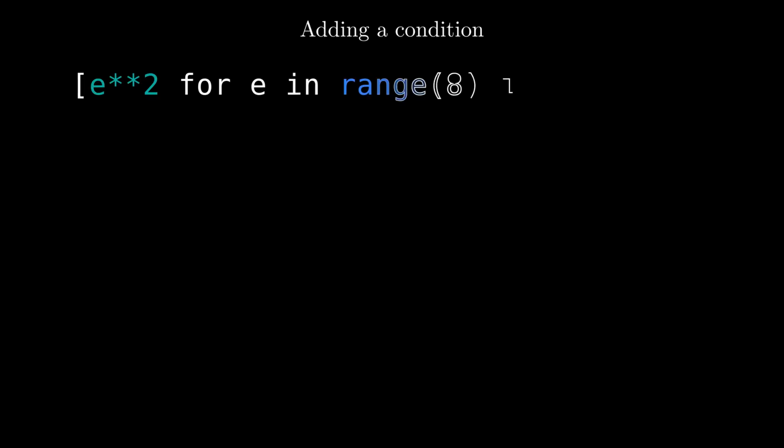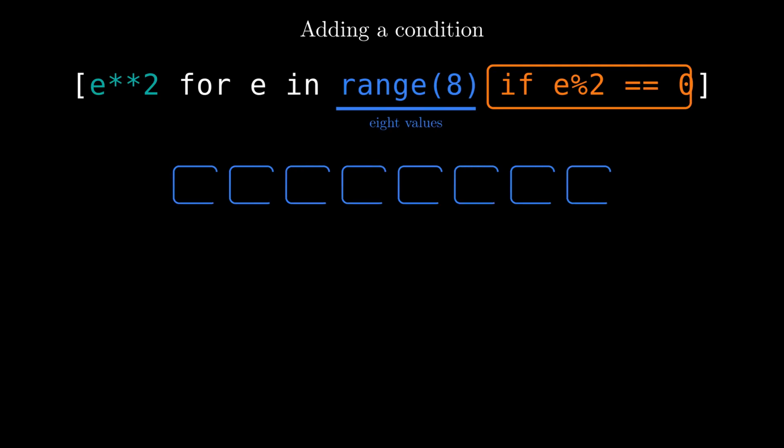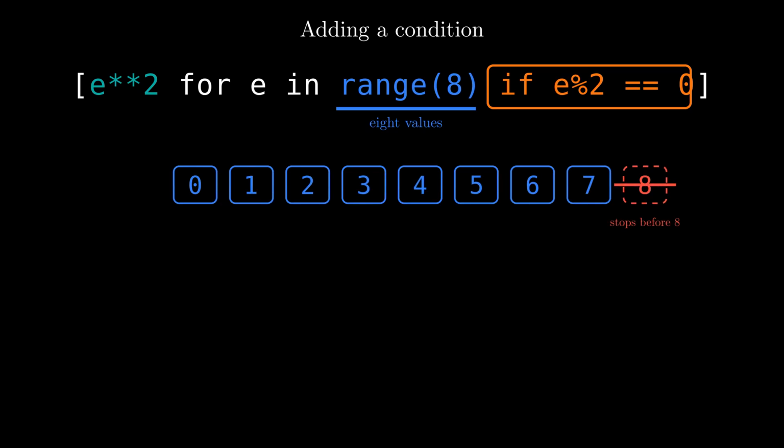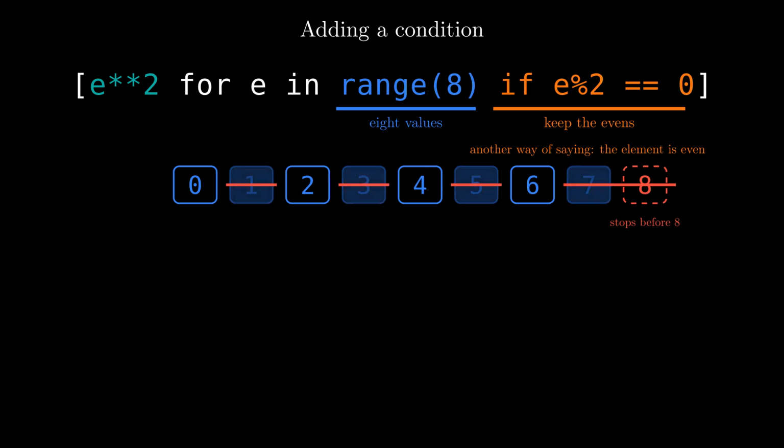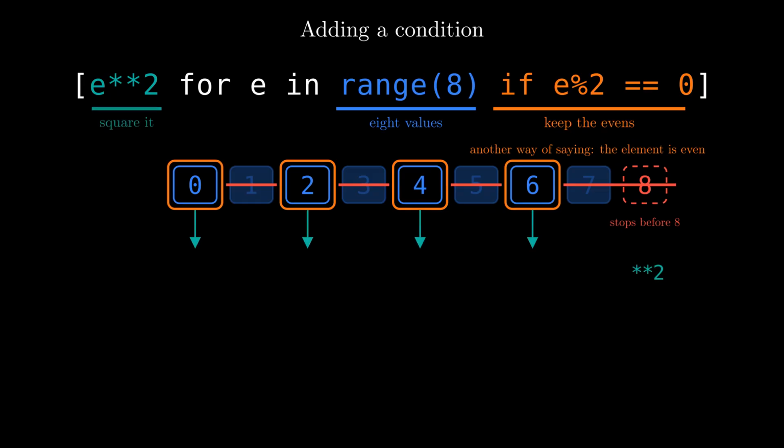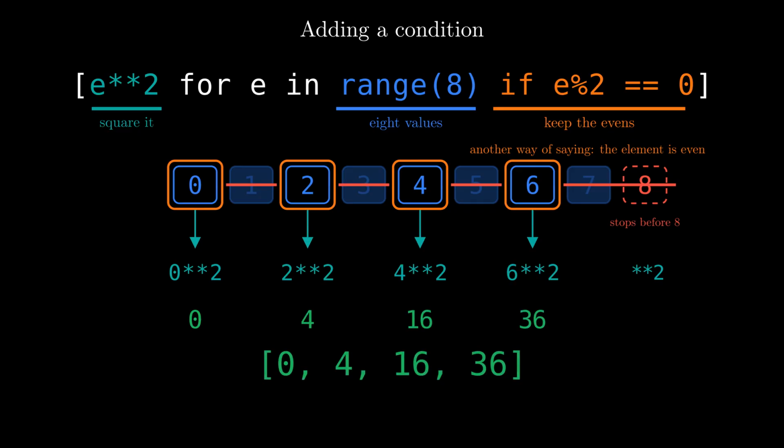Now add a condition. Start with every element in the range: 0, 1, 2, 3, 4, 5, 6, 7. Range of 8 goes up to, but not including 8. The condition says E mod 2 is equal to 0, which is another way of saying the element is even. So I filter those 8 values down to the even ones, 0, 2, 4, and 6. Then I square every one of the survivors. The end result is a list containing 0 squared, 2 squared, 4 squared, and 6 squared. That is 0, 4, 16, and 36.